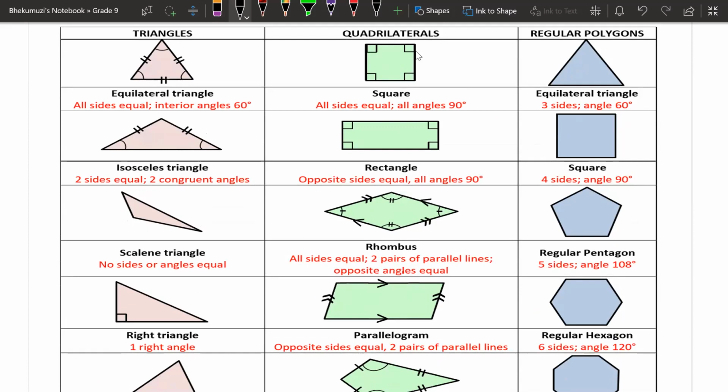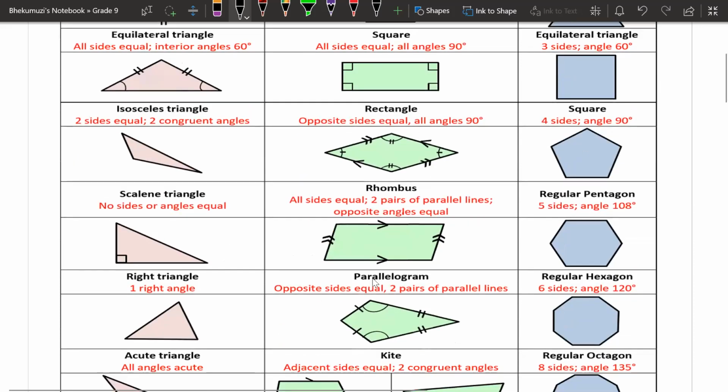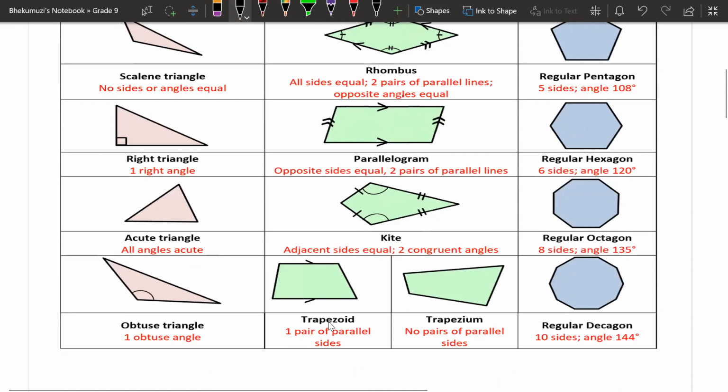So another one is quadrilaterals and regular polygons, right? Now, I won't go into great depth because it is written. So you can stop the video wherever you need to look at the properties and actually just see what's happening there. But you have the square, you have the equilateral triangle, you have the rectangle, you have the rhombus. Here again, they emphasize the square and the regular pentagon, and then you have the rhombus, the parallelogram, the kite. You have the trapezoid and the trapezium.